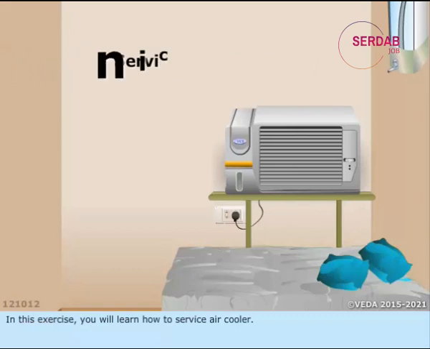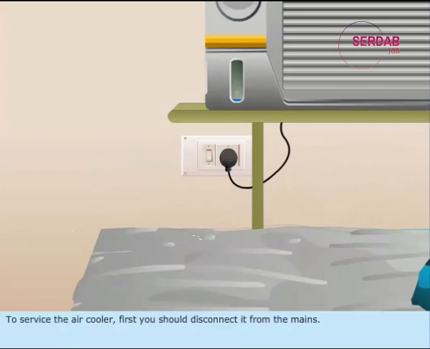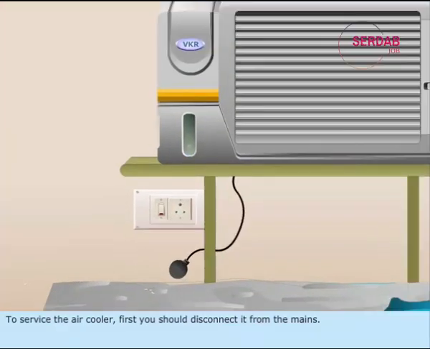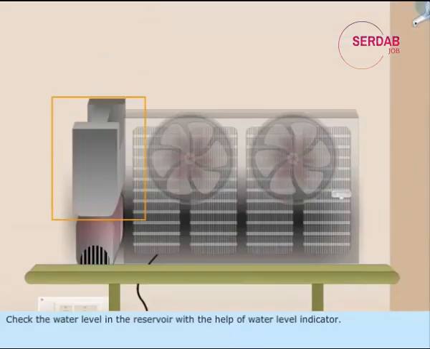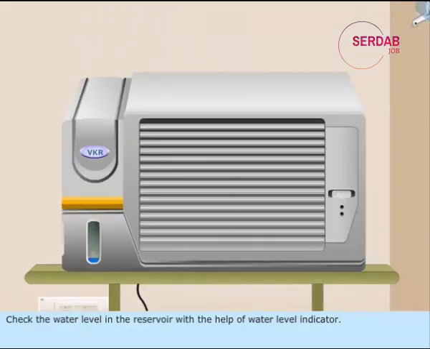In this exercise, you will learn how to service air cooler. To service the air cooler, first you should disconnect it from the mains. Check the water level in the reservoir with the help of water level indicator. If the water level is low, do the following process.